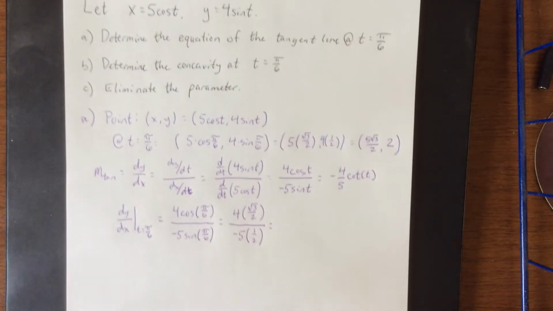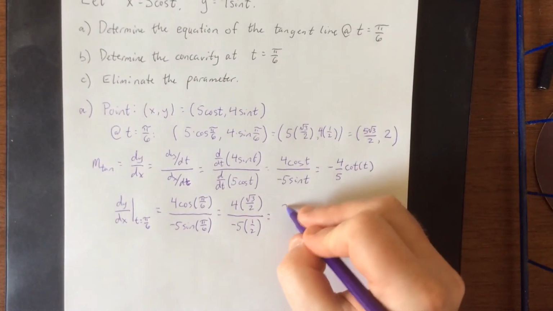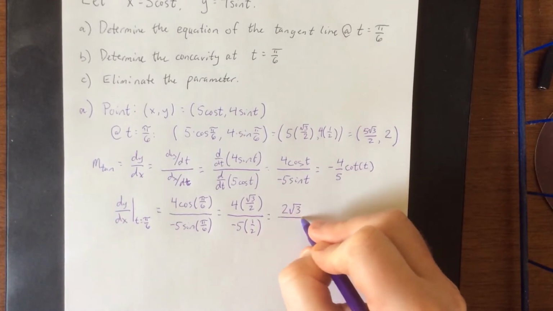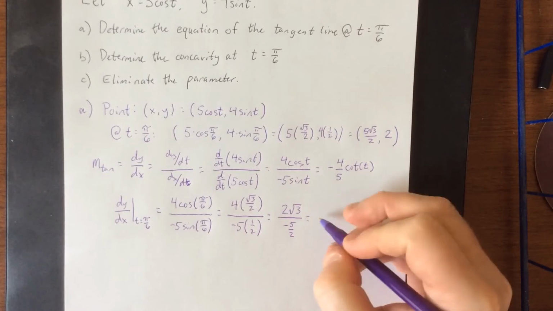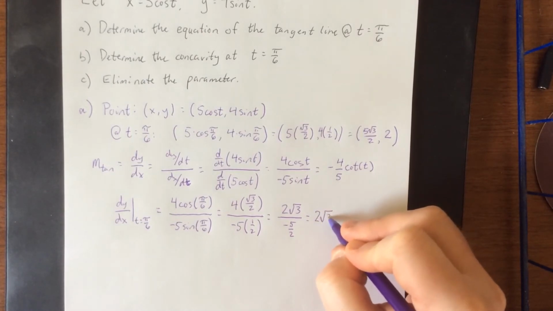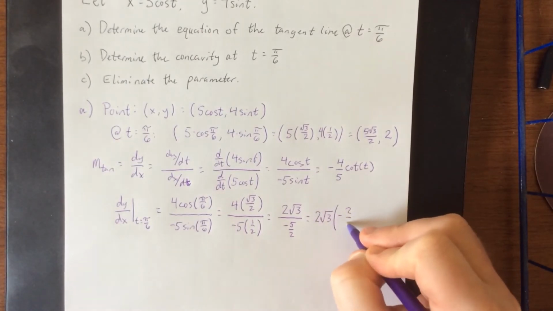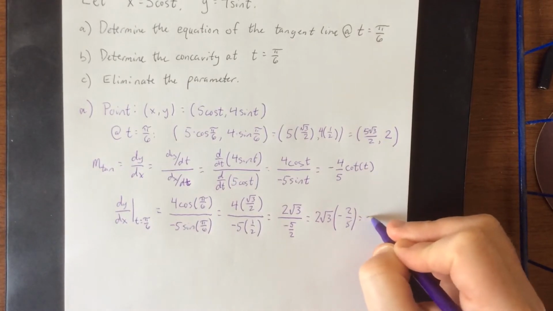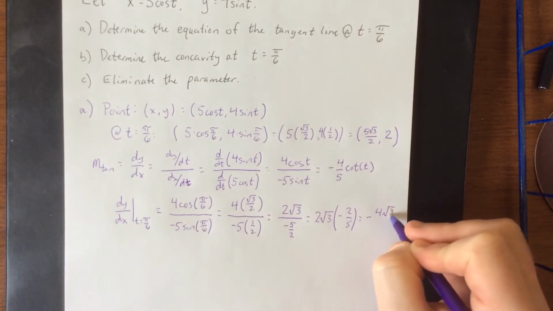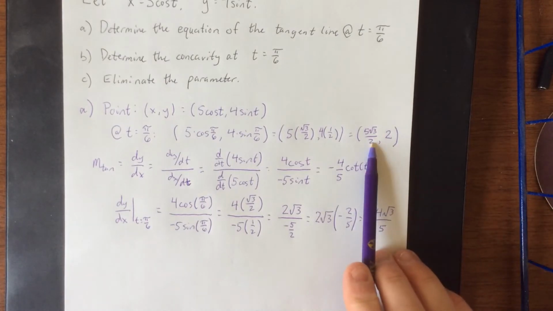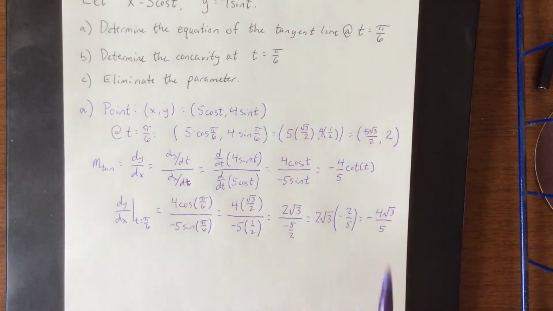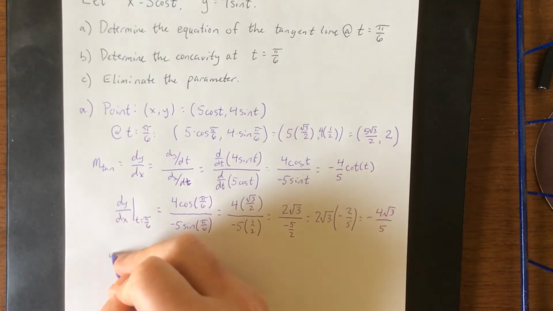Simplifying both the numerator and denominator here, this will give us 2 square roots of 3 divided by negative 5/2. We can turn that into multiply by the reciprocal and call this 2 root 3 multiplied by negative 2 over 5 to get a final slope of negative 4 square roots of 3 over 5. That's already starting to look much better. Once we have our point and our slope, we can take those two things and put them into point-slope form.